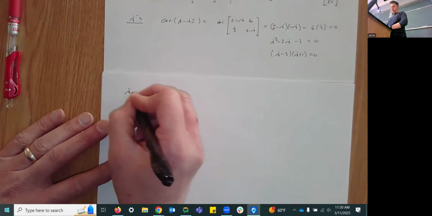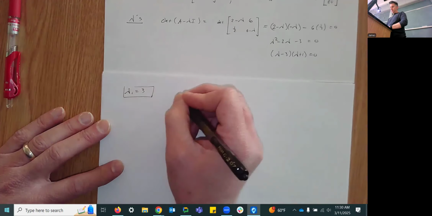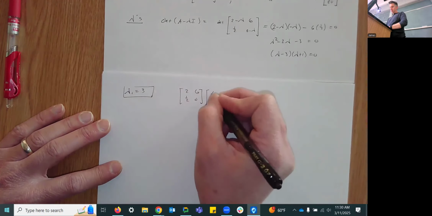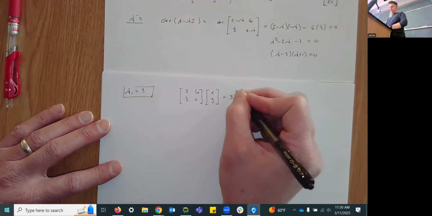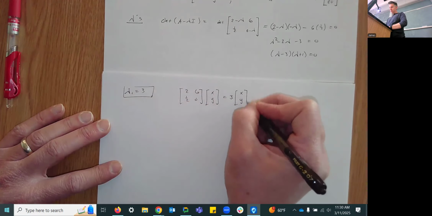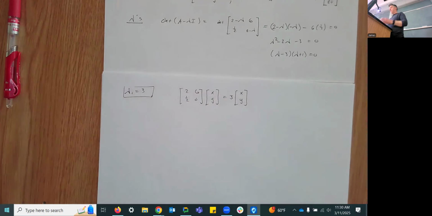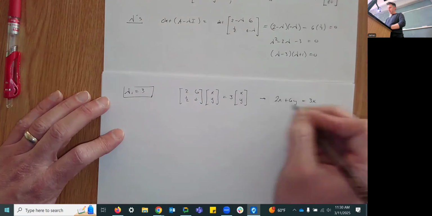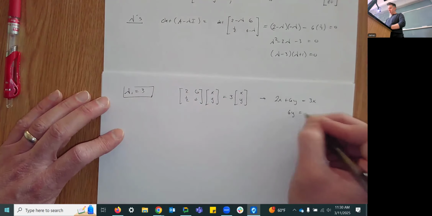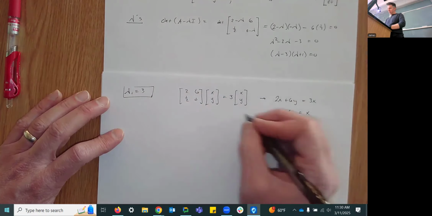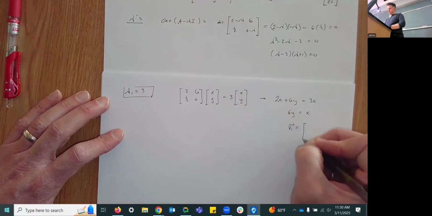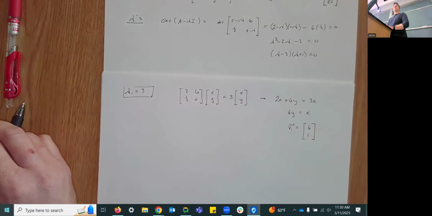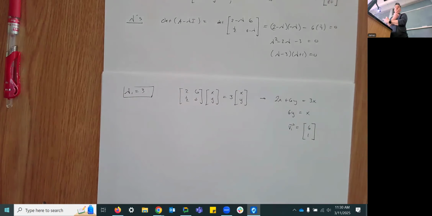So for lambda 1 equal to 3, we have our matrix 2, 6, 1/2, 0 times the vector we're looking for equal to 3 times the vector we're looking for. I always pick the first row just because it feels natural. So I have 2x plus 6y equals 3x. Subtract 2x from both sides. 6y equals x. So we get our vector being y is equal to 1, x is equal to 6. Again, I'm just taking the coefficients and putting them in the opposite spots.